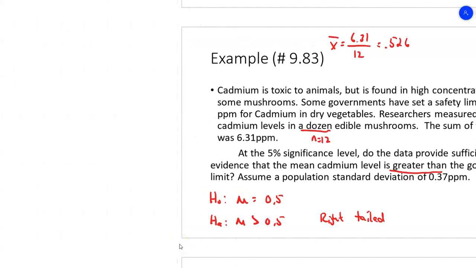All right, what else do I know? I know I can calculate my test statistic, take the sample mean minus the population mean over the standard deviation, which is given down here, 0.37, over the square root of 12. I can see the numerator is going to be 0.026. I don't know what the denominator is off the top of my head, so let me run it through a calculator.